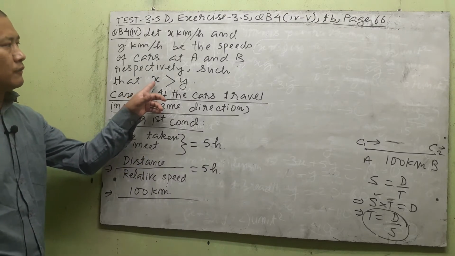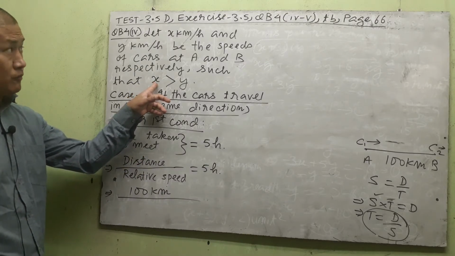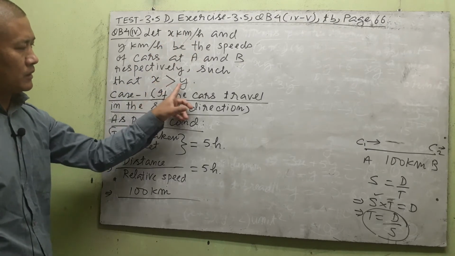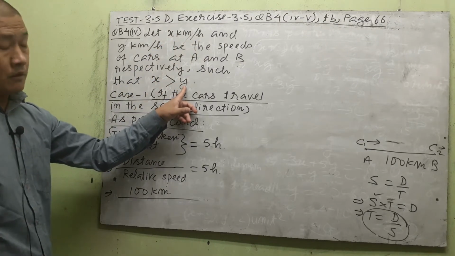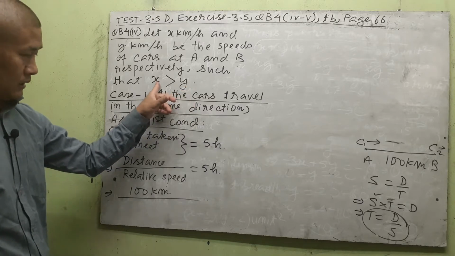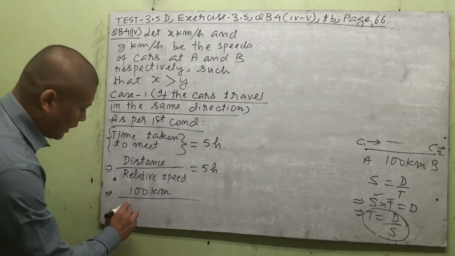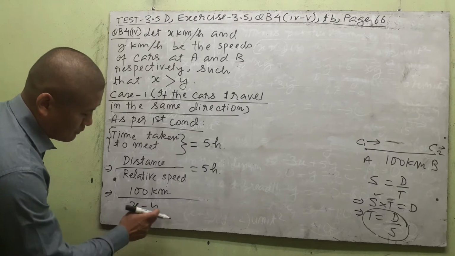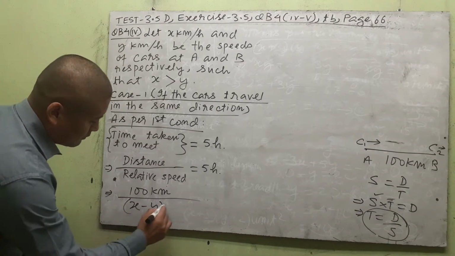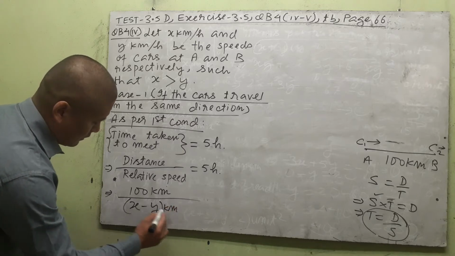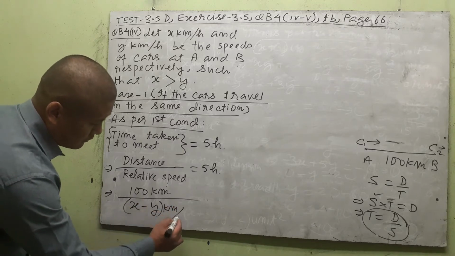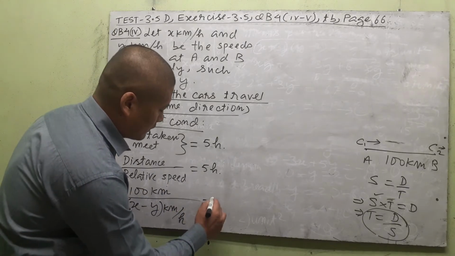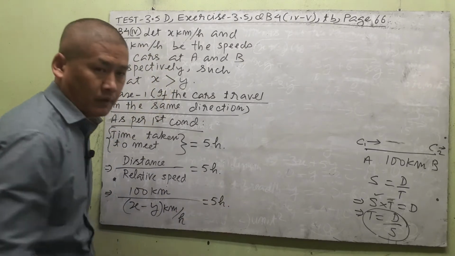So here we have decided to assume that the car at A having x km/h has a higher speed than the car at B, whose speed is y km/h. So x is higher speed than y. So x km/h minus y km/h. The km/h can come out common of the bracket, in front or back, that's up to us. Kilometer per hour, which is equal to here 5 hours, right?